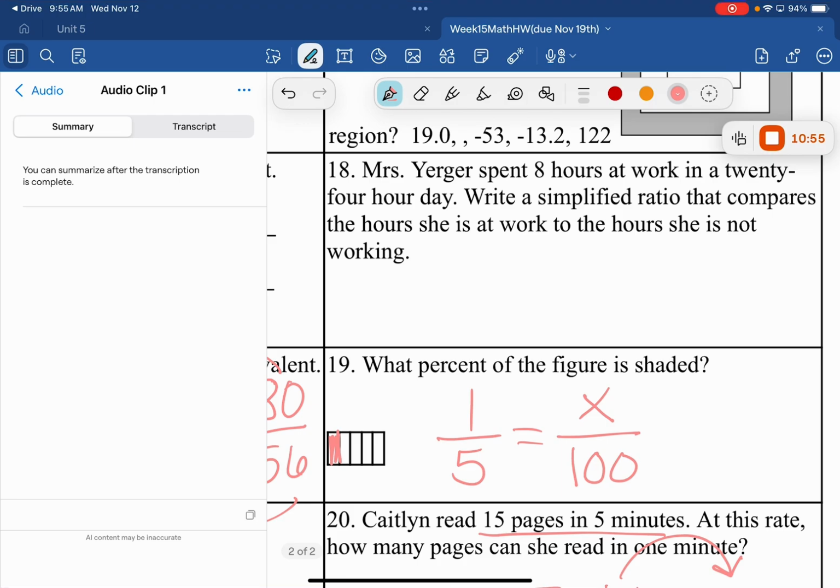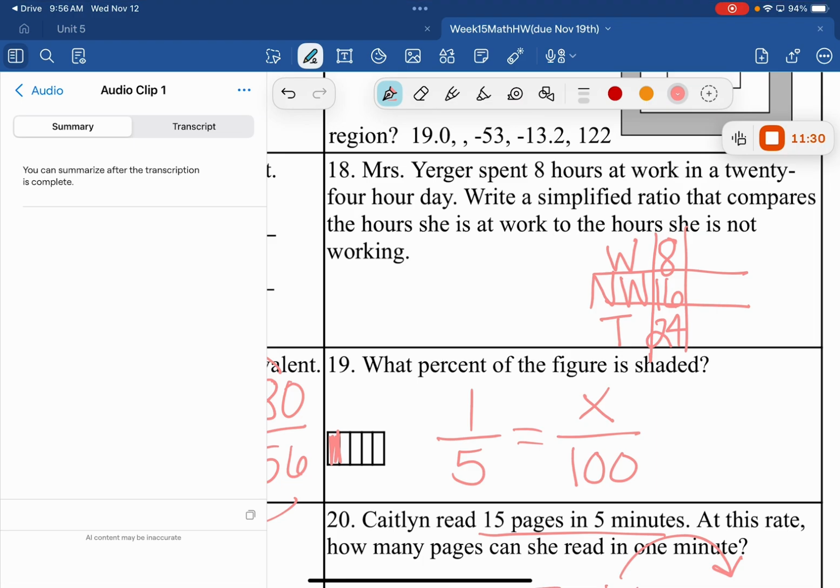Miss Yerger spent 8 hours at work in a 24-hour day. Write a simplified ratio that compares the hours she's at work to the hours she's not at work. We're going to do a tic-tac-toe here because I know we have some missing information. So we're going to do a work, a not at work, and total hours. So she spends 8 hours at work and there's a total of 24 hours in a day. That means 16 hours of the day she's not at work.